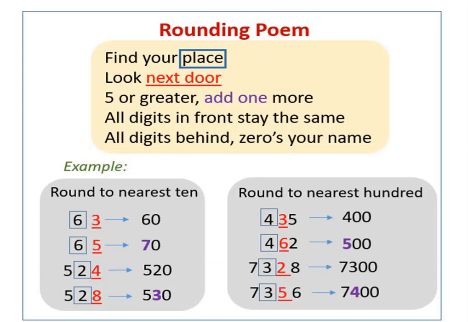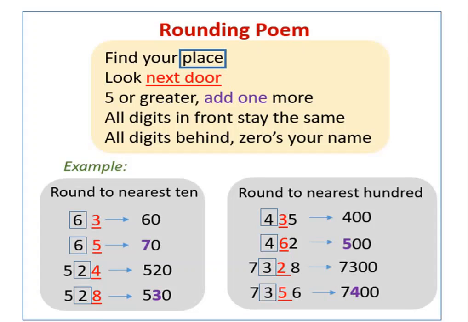Now, if the number to the right is 5 or more than 5, you will add 1 to my basic number, or the number I want to round. All digits in front stay the same. Here in front they mean the digits to the left. All of the digits before, or to the left of, the number that I want to round, I will keep as they are.